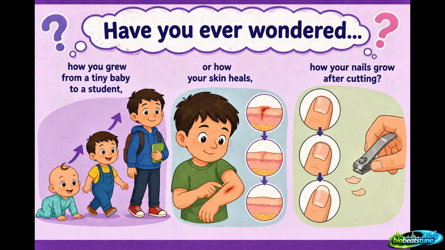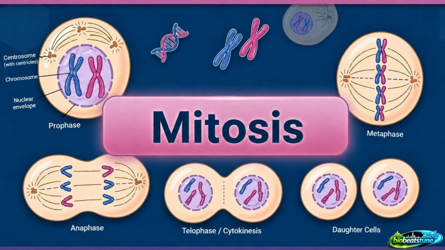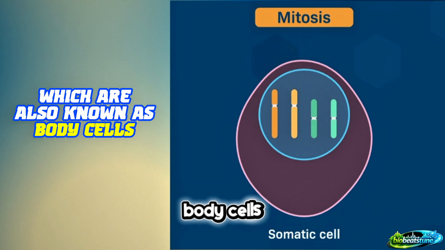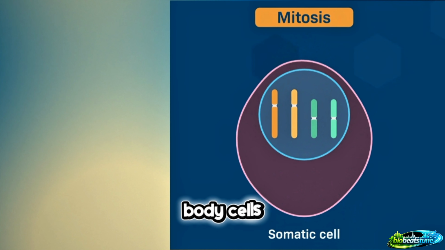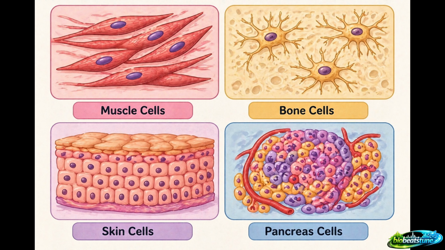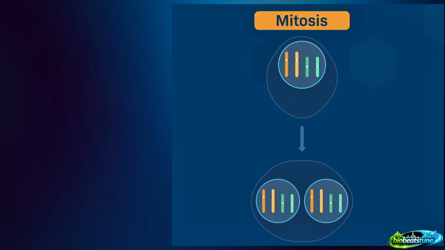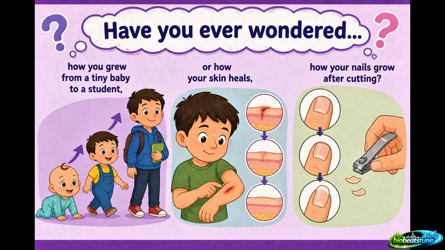Have you ever wondered how you grew from a tiny baby into a student, or how your skin heals after you scrape your knee? The answer is mitosis. Mitosis occurs in somatic cells, which are also known as body cells. This includes almost every cell in your body, from your skin and muscles to your bones and internal organs. In these cells, mitosis is the process where one cell divides to create two identical copies of itself. This is how we grow, replace old cells, and repair damaged tissue.